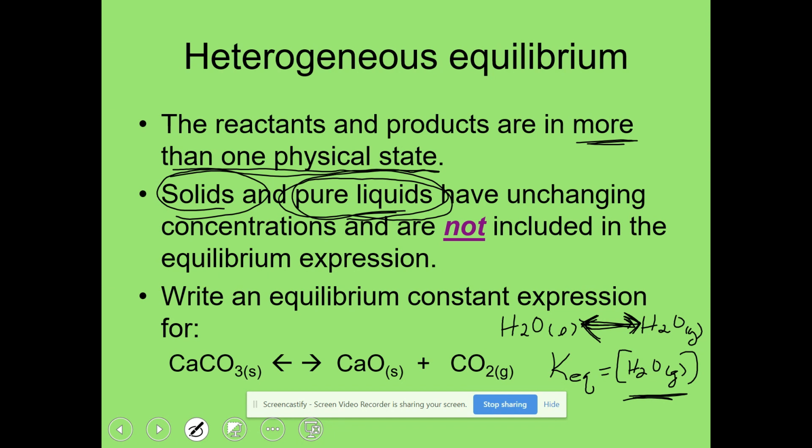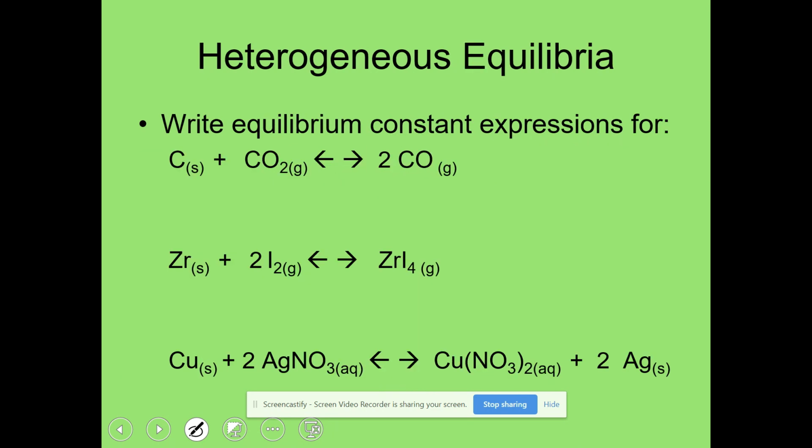Okay, so solids and pure liquids are not included. Just gases, or the other thing that you can include is an aqueous solution, something that is AQ. Because if something's aqueous, like in the one at the bottom, that means this copper nitrate is dissolved in water, and that concentration could vary. You could have more or less copper nitrate, which affects how many particles per liter. So that has to be included.